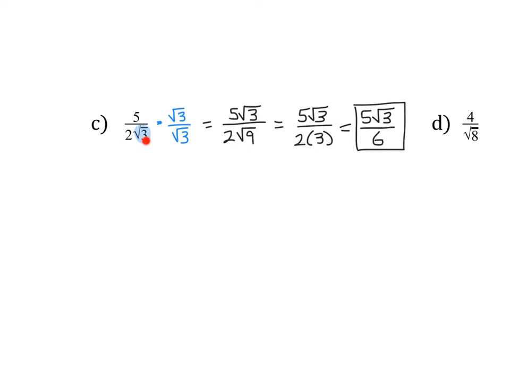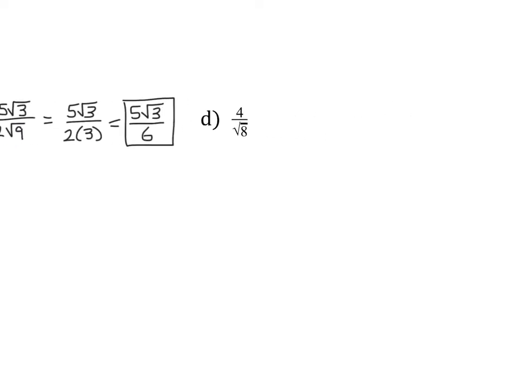So we just go through the process. Remember, square root of 3 times square root of 3 is square root of 9. And since it's a perfect square, square root of 9 is just 3. So our final answer, again, is 5 times the square root of 3 over 6.